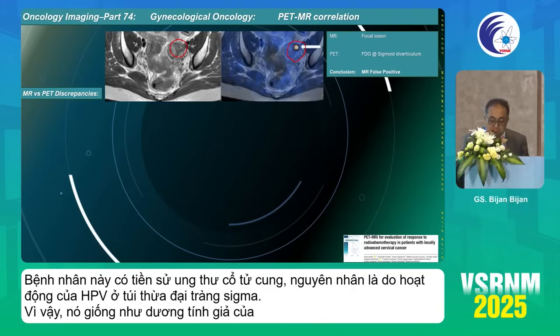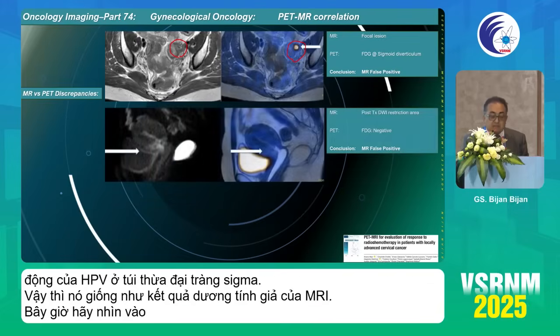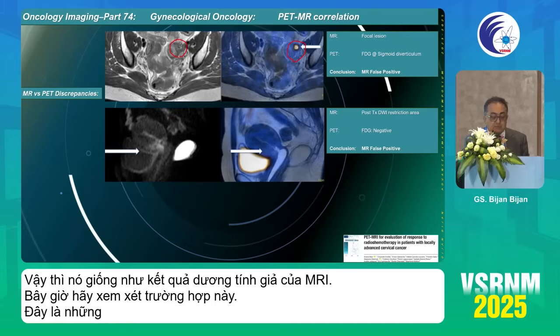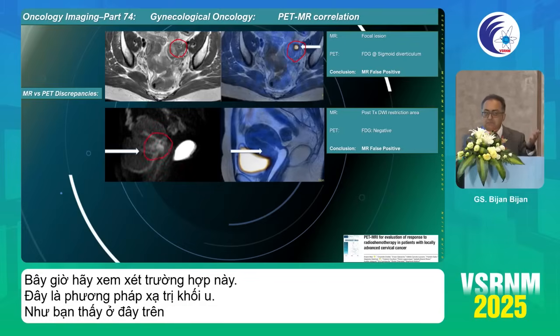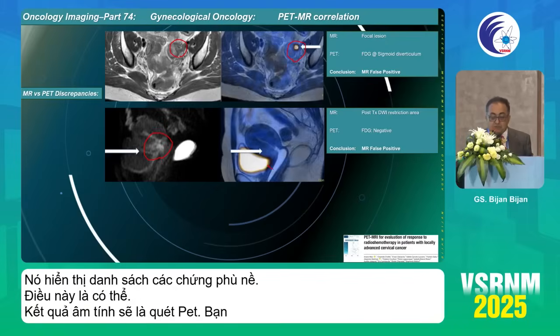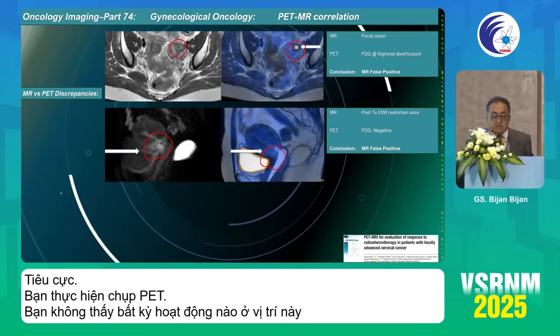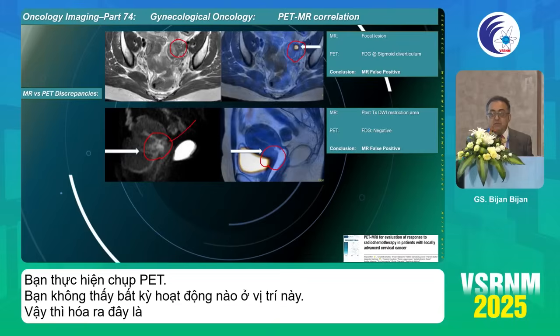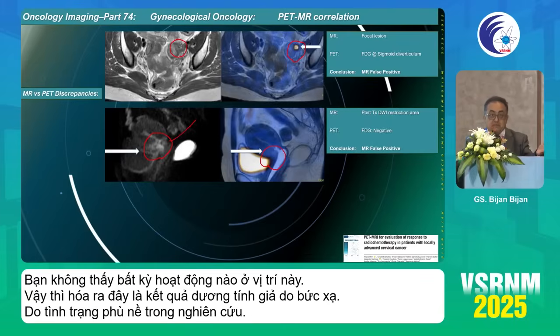Now, take a look at this case. This is a post-therapy case, post-radiation therapy of a tumor. As you see here on the MR, it shows a little bit of edema. Is this positive or negative? You do a PET scan, and you don't see any activity in this location. So it turns out that it was a false positive because of the radiation, because of the edema in the cervix. So in this case, PET is a winner.